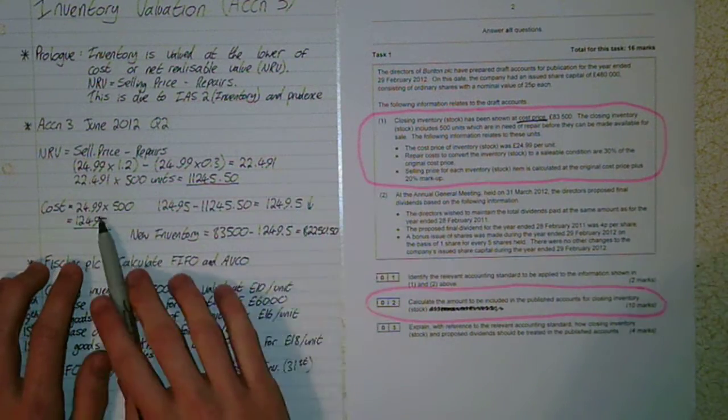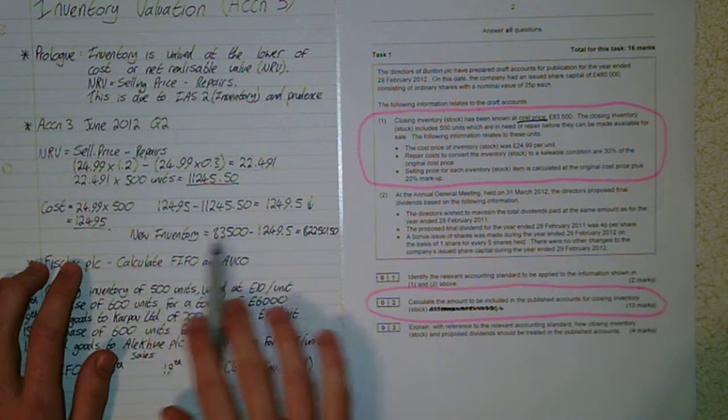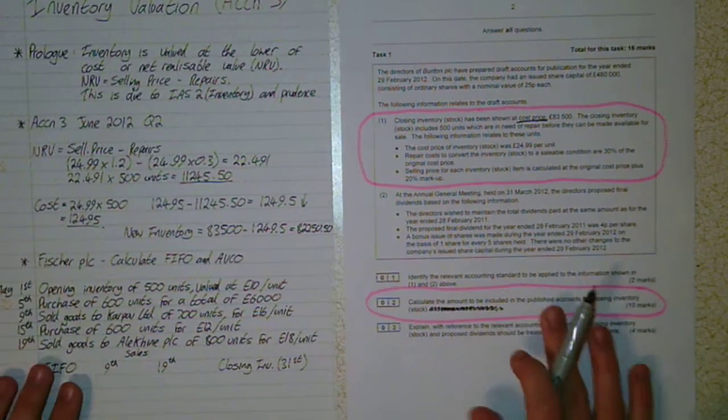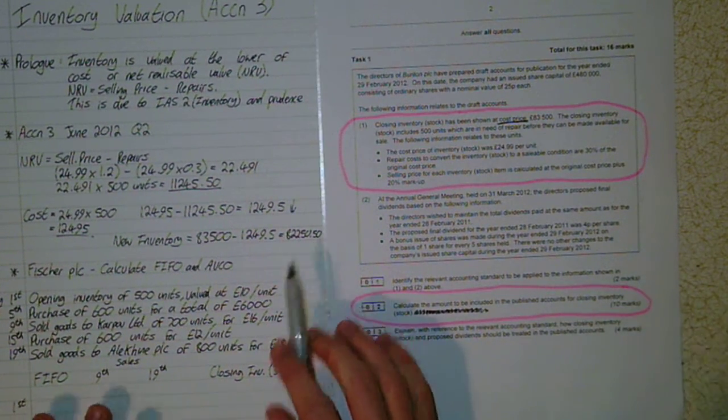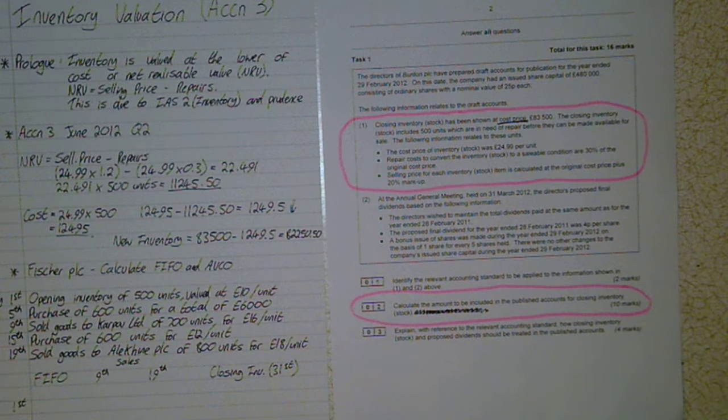We're going to find out what the difference between the two was and then just change our inventory figure as we should. And it's as simple as that. 82,250.50 is the closing inventory figure that we should use in the accounts. So that's that example done.